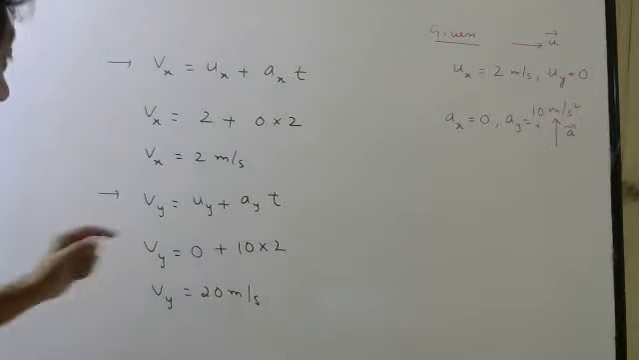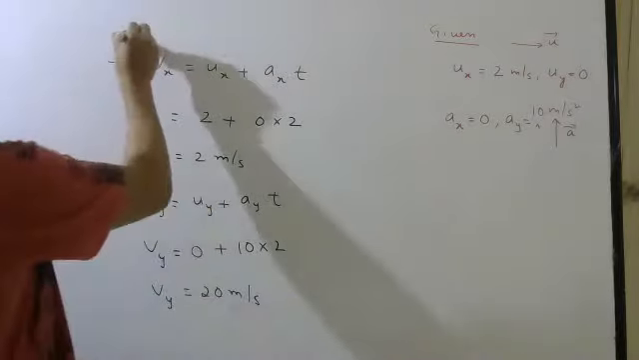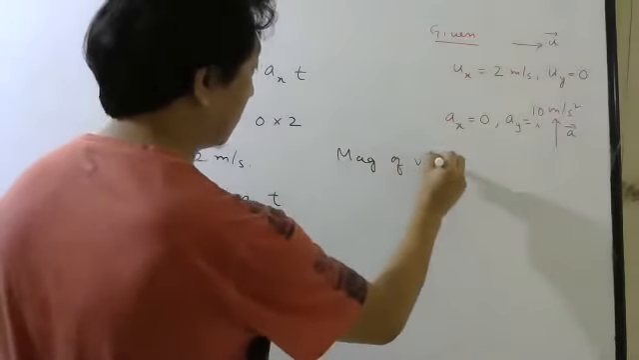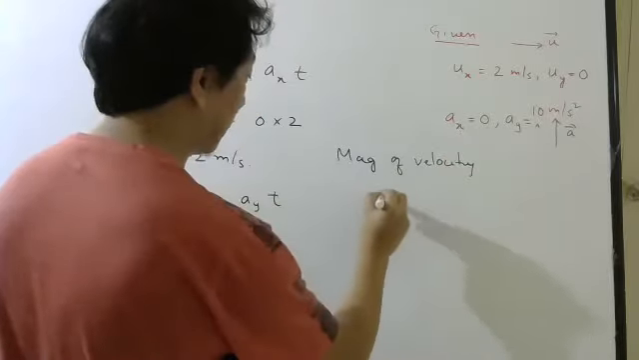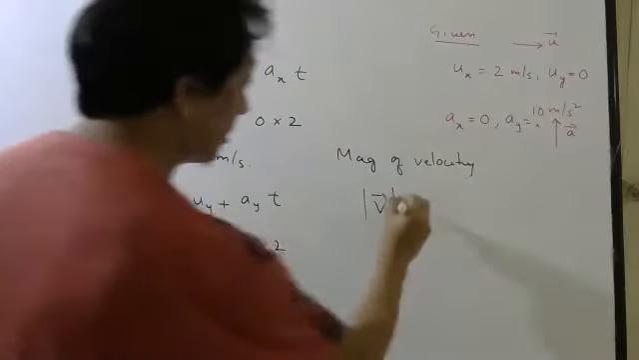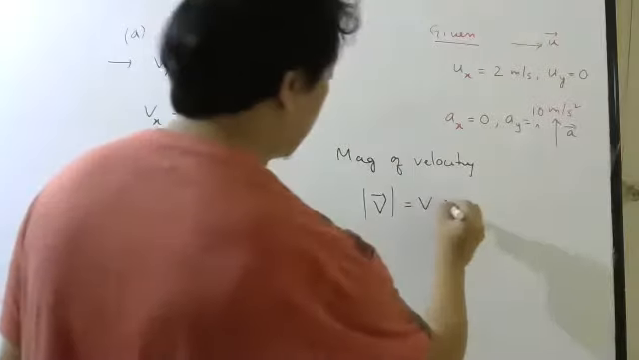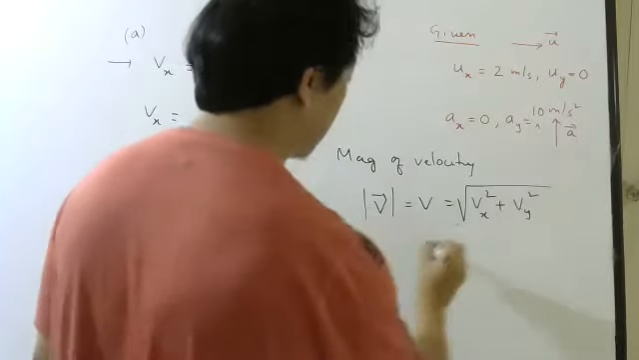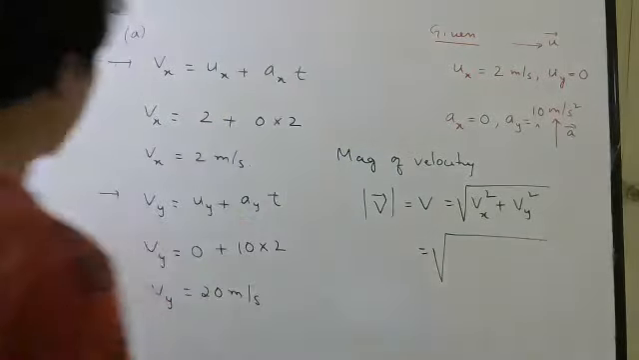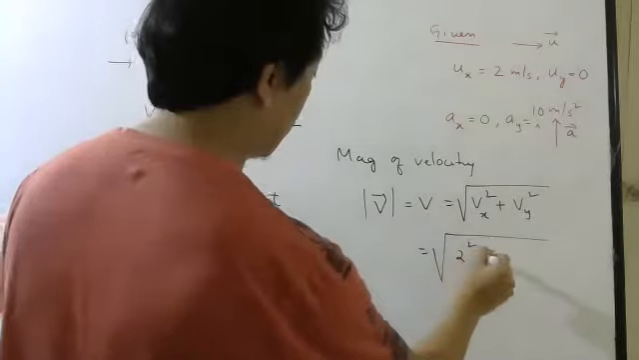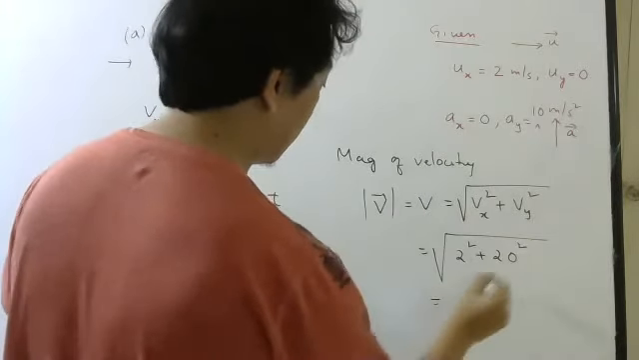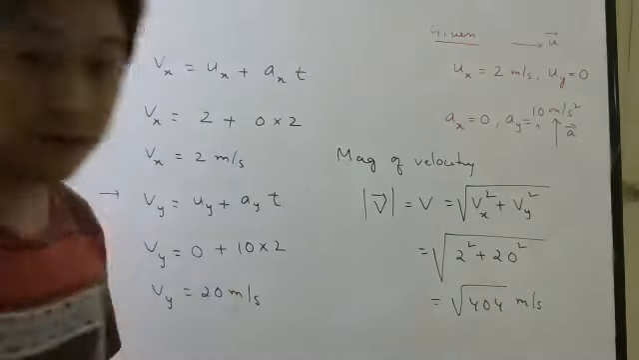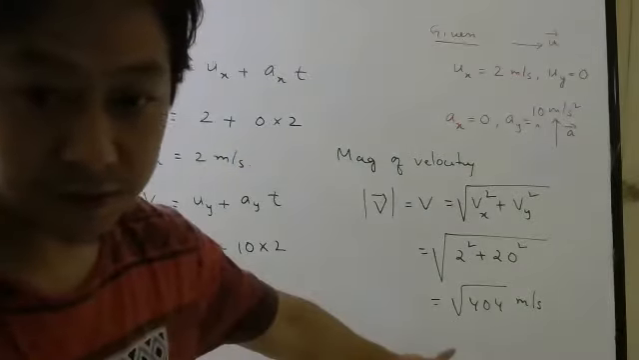Once you have found Vx and Vy, this is first part, magnitude of velocity. Either you can write it like this or simply you can write V. That will be root over x component square plus y component square. Root over 2 square plus 20 square. That will be root of 404. Correct, students? Check once. This is correct?